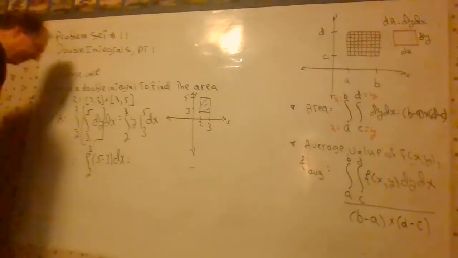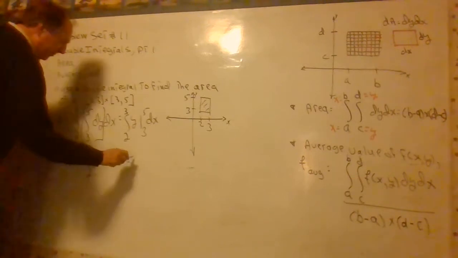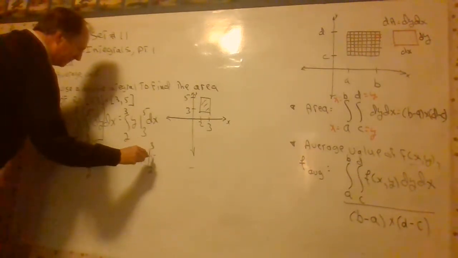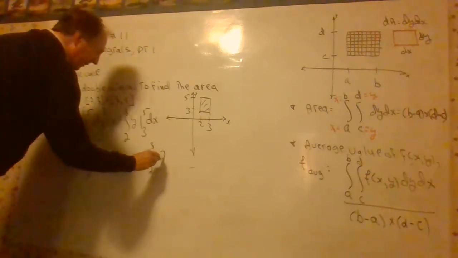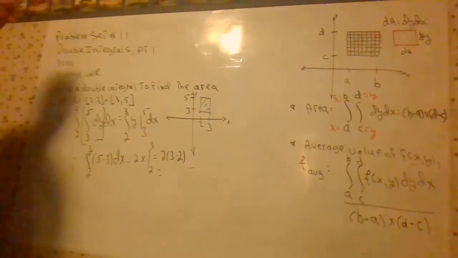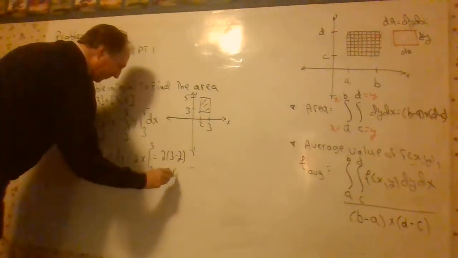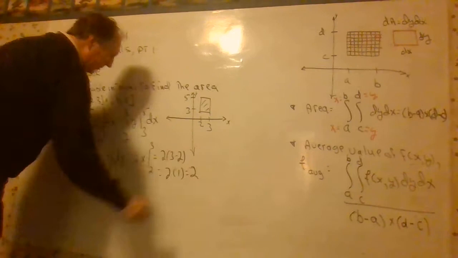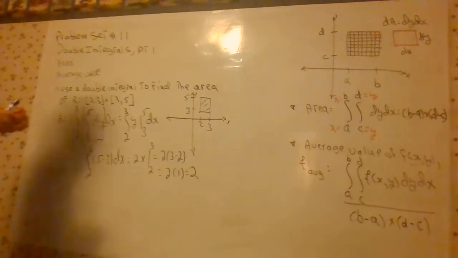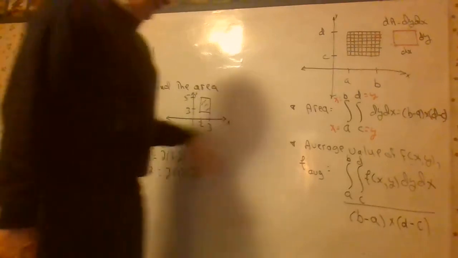Then we take an antiderivative of 2 dx, which is 2x from 2 to 3. And we get 2 times 3 minus 2. And guess what? That's 2 times 1 or 2. We just evaluated our first double integral. It's no more complicated than that. And next we're going to move on to average value.